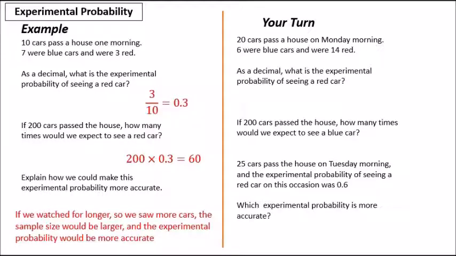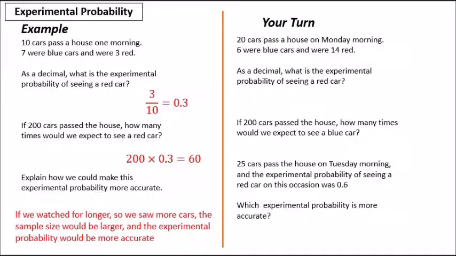So in this example you can see we have 7 blue and 3 red cars that passed a house, and therefore you can see the experimental probability, which is basically the probability of seeing a red based on that experiment, because there's no theoretical probability of seeing a red car pass the house, it's just chance. But the experimental probability based on what was seen, 3 red cars out of 10 cars in total. Therefore, the experimental probability is 3/10, which we can write as 0.3.